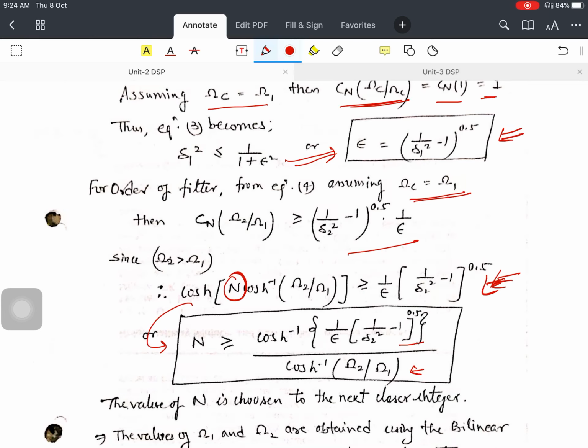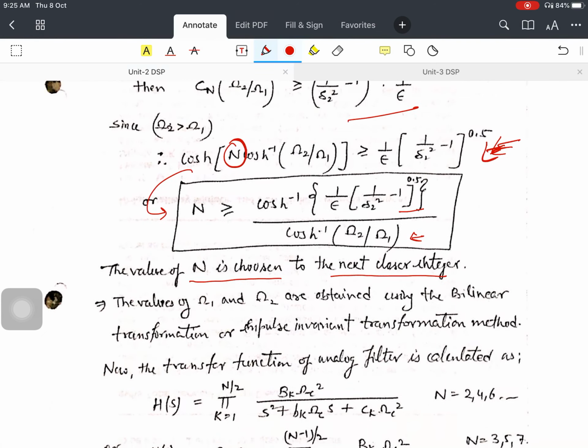Okay. So again the same thing is here, as we have done in Butterworth. The value of n is chosen to the next closer integer. So suppose you are getting 3.7, you have to choose 4, because the closer next integer value is 4. And the values of Ω1 and Ω2 are obtained using the bilinear transform or impulse invariant transform method, whatever is given in your question. So we can use both methods for calculating the values of Ω1 and Ω2.